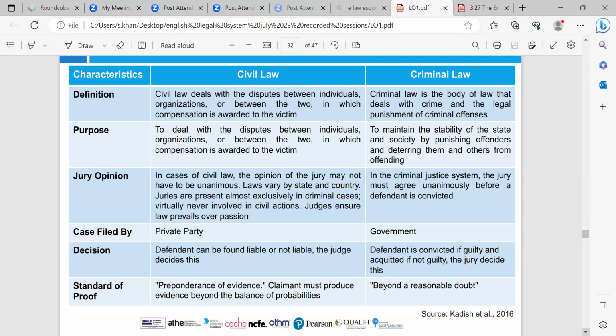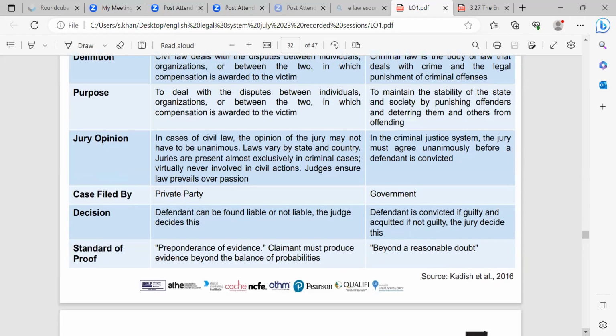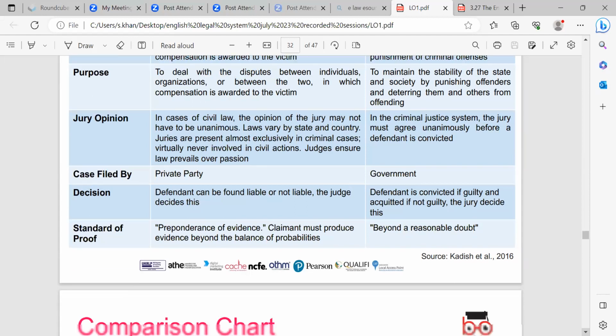In criminal law, the purpose is to maintain the stability of the state and society by punishing offenders and deterring them and others from offending. The jury opinion in civil cases is that the opinion of the jury may not have to be unanimous. Laws vary by state and country. Juries are present almost exclusively in criminal cases, virtually never involved in civil actions. Judges ensure that the law prevails over passion. In criminal cases, the jury must agree unanimously before a defendant is convicted.